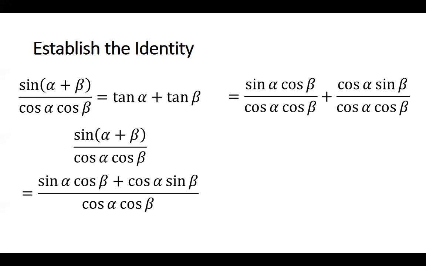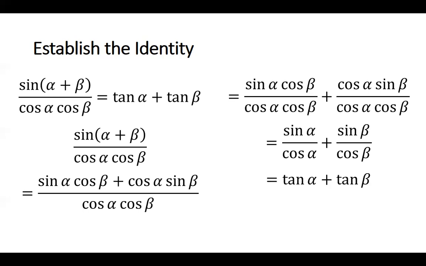And we should see that when we've broken that up, in the first ratio, we can cancel out cosine beta. In the second ratio, we can cancel out cosine alpha, leaving us with sine alpha over cosine alpha plus sine beta over cosine beta, and sine over cosine is tangent. So that gives us tangent alpha plus tangent beta. And we have established the identity that sine of alpha plus beta over cosine alpha cosine beta is equal to tangent alpha plus tangent beta.